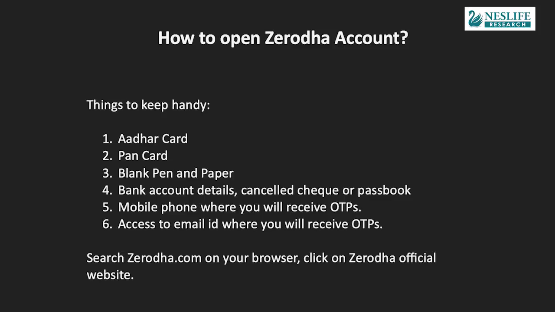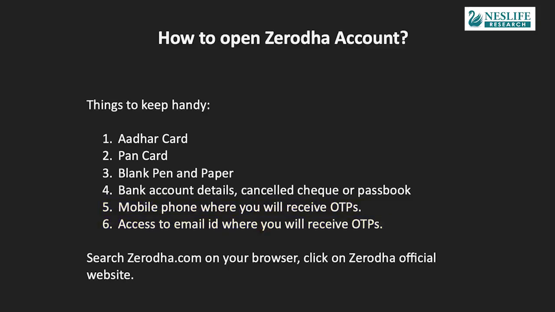Things to keep handy. First, Aadhaar card. Second, PAN card. Third, a blank pen and paper. Fourth, your bank account details, a cancelled cheque or passbook. Fifth, the mobile phone where you will be receiving all your OTPs. Sixth, access to the email ID where you will receive OTPs.